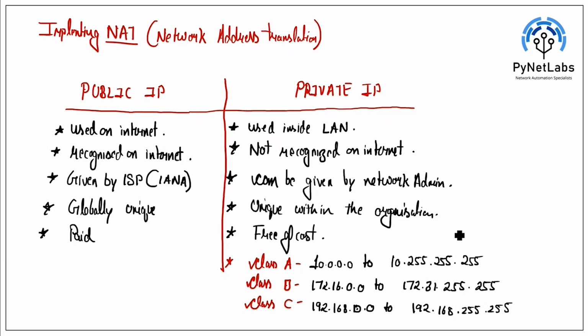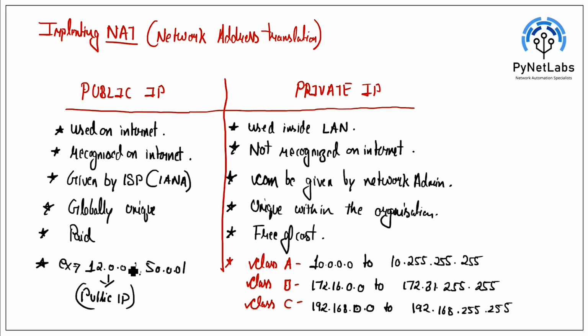Apart from that, excluding these ranges, if you get any IP, let's say 12.0.0.1 or 50.0.0.1, these IPs are considered public IPs, which are recognized over the internet. And with the help of these IPs, we are going to make the communication from one network to another network.